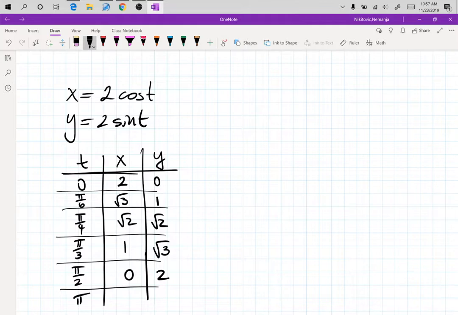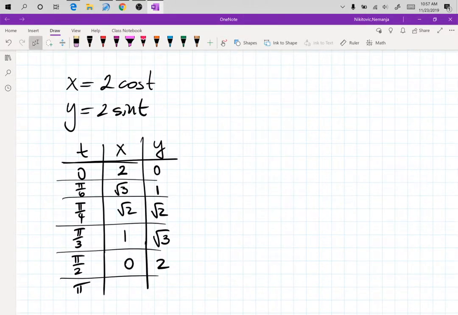So when you plug in pi over 2 in cosine, you get 0. 2 times 0 is 0. And when you plug in pi over 2 in the sine, you get 1. 2 times 1 is 2 for y. If you plug in pi, cosine of pi is -1, so it's going to be a -2 over here. And sine of pi is 0. That's a big fat 0 right there.